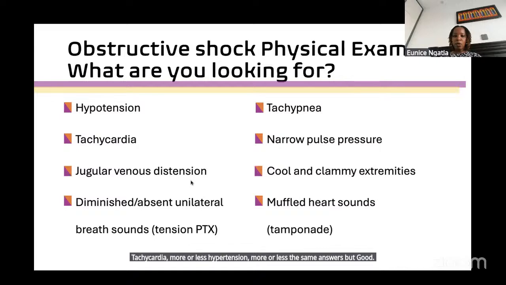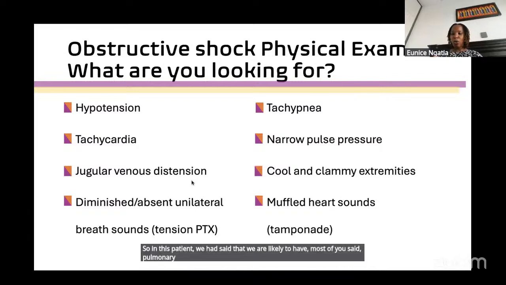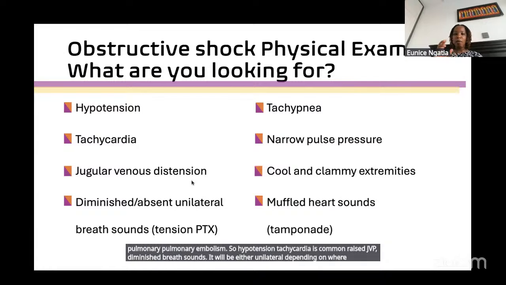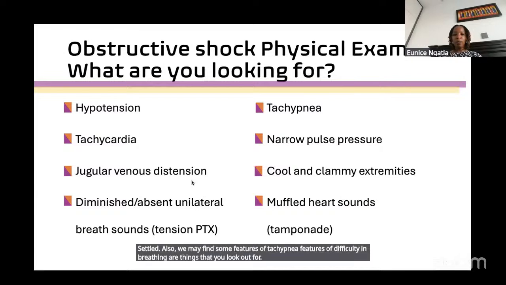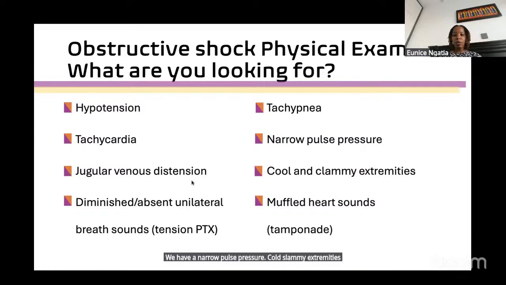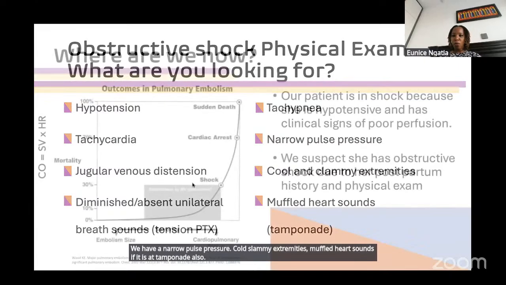So in this patient, most of you said pulmonary embolism. So hypotension, tachycardia is common, raised JVP, diminished breath sounds. It could be unilateral, depending on where the clot may have settled. Also, we may find features of tachypnea and difficulty in breathing that you look out for. We have a narrow pulse pressure, cold, clammy extremities, muffled heart sounds if it is a tamponade also. Okay, thank you.